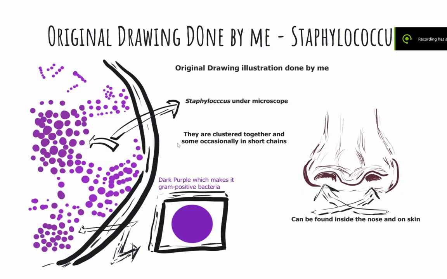It is non-motile. It is also a salt-tolerant bacteria. As you can see, this is a drawing done by me. On the left side of the drawing, they appear to be gram-positive bacteria because they appear as dark purple. They occasionally form a short chain, and they can be found inside of a healthy patient's nose. Oftentimes they are also found on human skin.